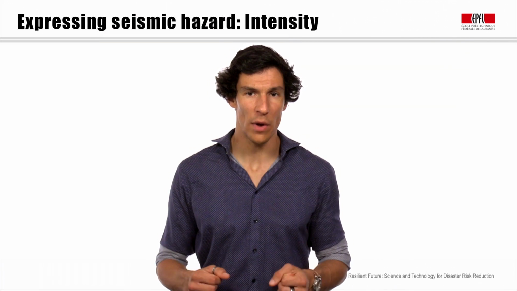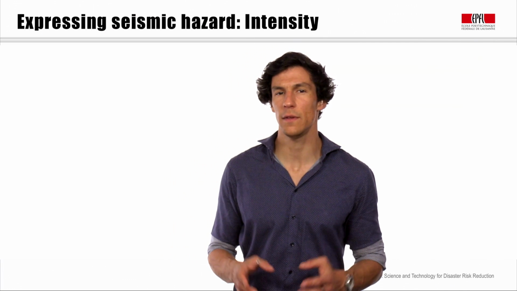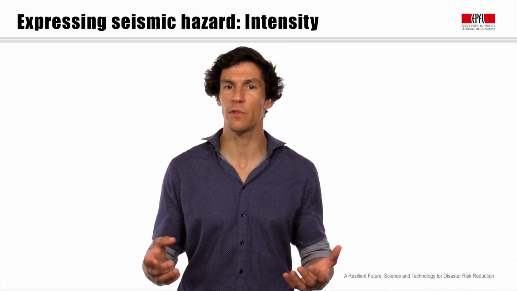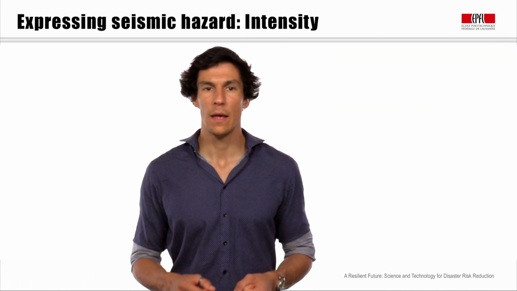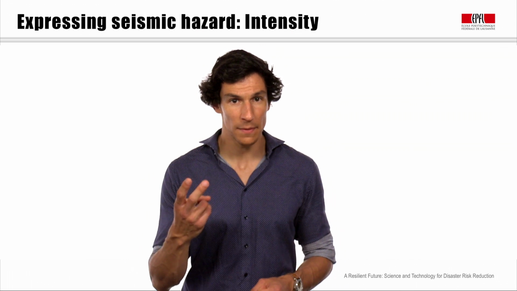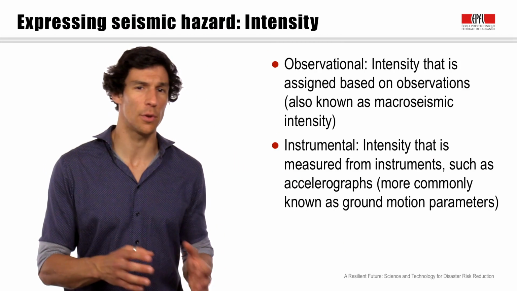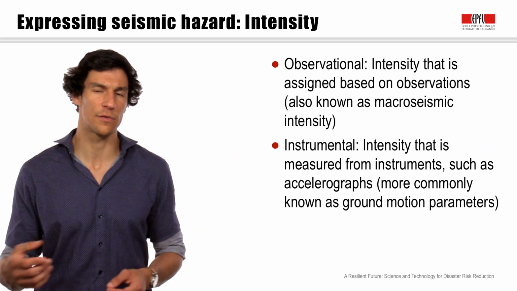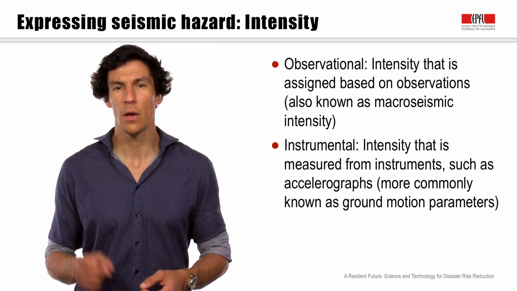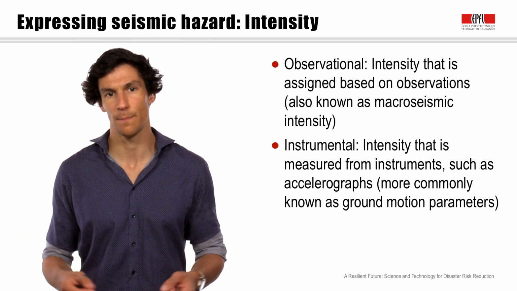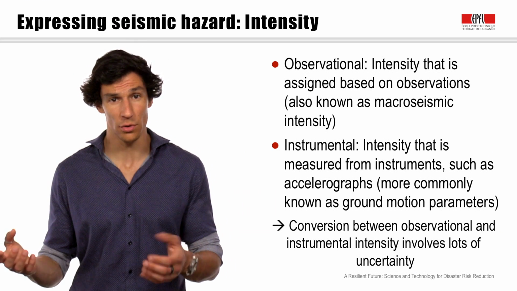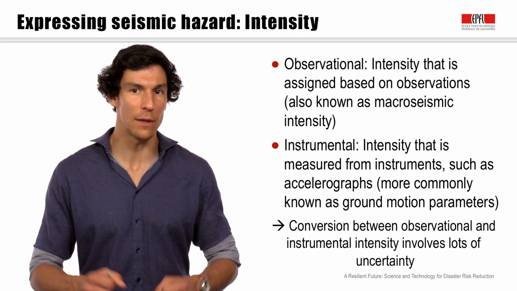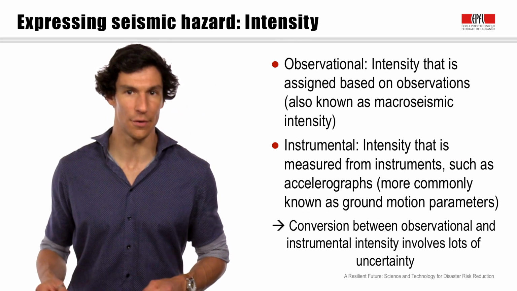Seismic hazard is, however, typically expressed through the intensity of ground shaking from an earthquake at a given site, which can be measured using a number of parameters as stated before. These can be categorized into two types: intensity that is assigned based on observations, also known as macroseismic intensity, and intensity that is measured from instruments such as accelerographs, commonly known as ground motion parameters. The conversion between observational and instrumental intensity involves much uncertainty. Let's see why by looking in more detail into each of these categories.